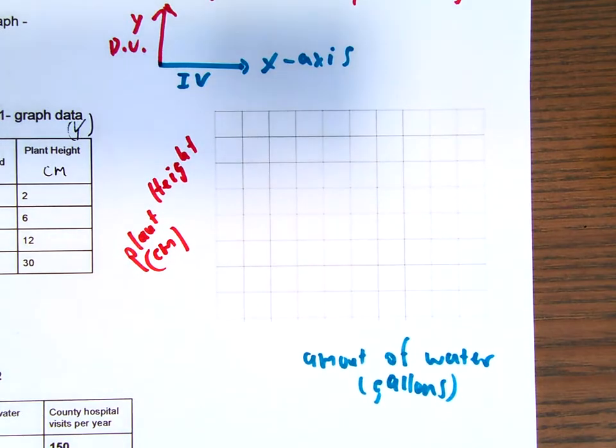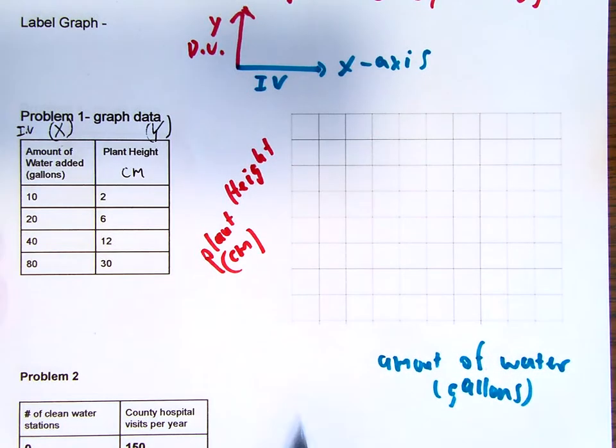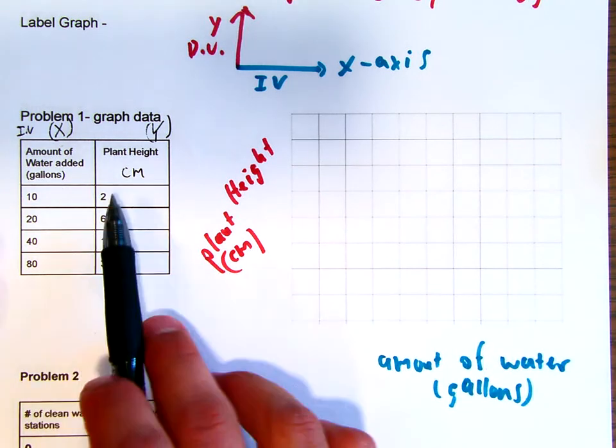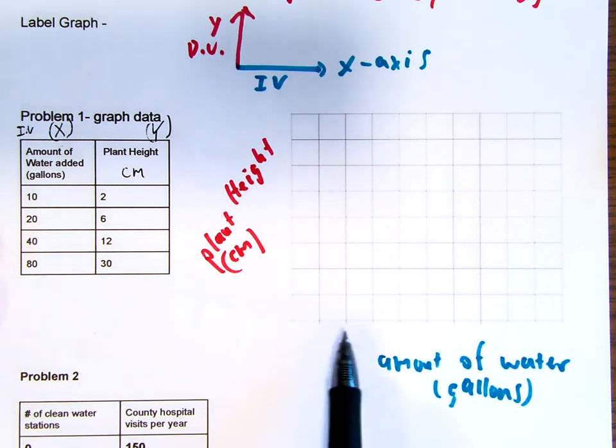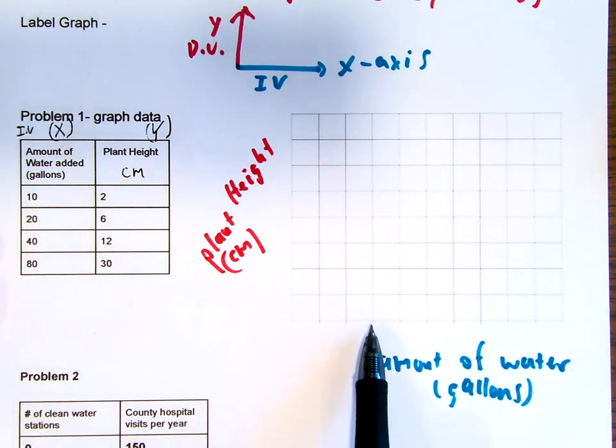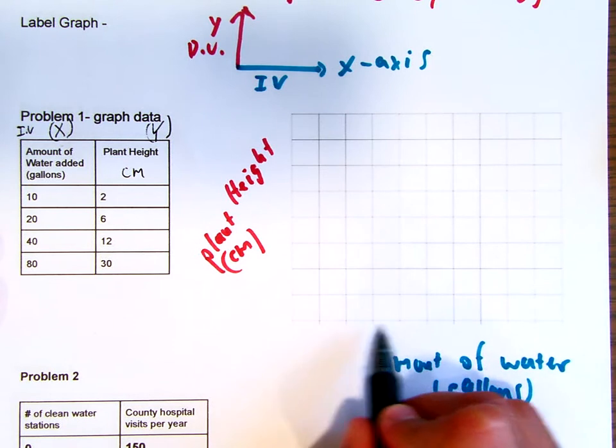Now let's start putting in numbers. In order to figure out which numbers we have to put here, we have to look at our data. One common mistake that people make is they see that it's 10, 20, 40, and they just put 10, 20, 40. You can't do that. Each box has to be equal space.